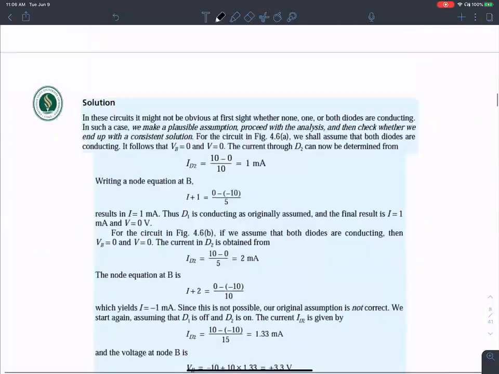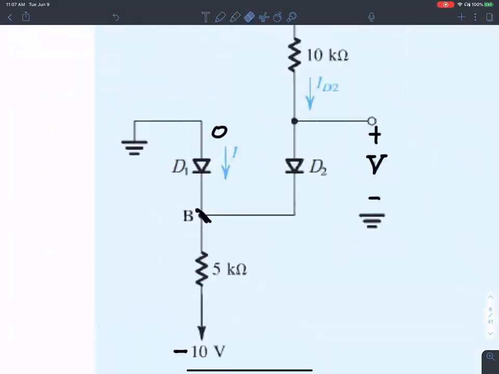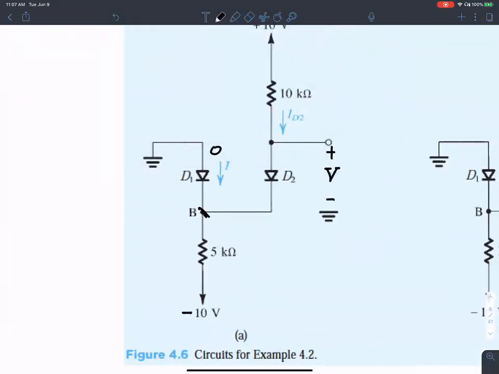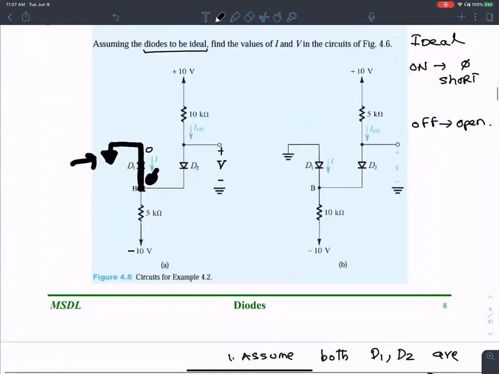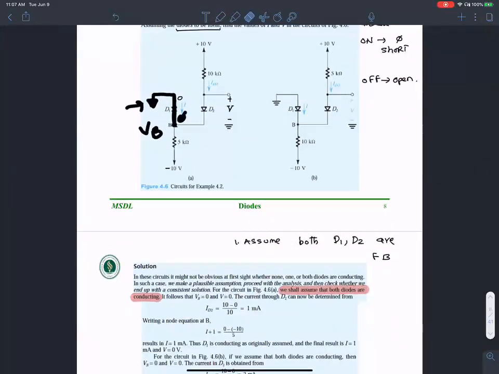So to begin my analysis, I assume both diodes are forward biased. Both diodes are conducting. That is the assumption I make. Let's take a look. Let me not worry about D2 for now. Let me just look at D1. D1 is forward biased. That's the assumption. Therefore, this should be a short. When this is a short, the ground that I apply here is going to show up as a 0 voltage here. So the obvious conclusion from the ideal behavior is that this voltage is 0 volts.